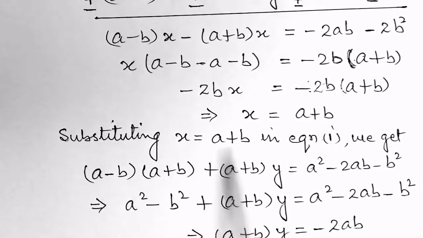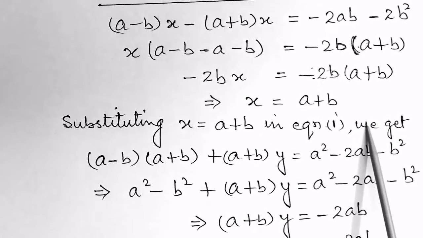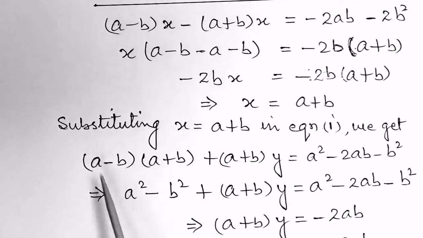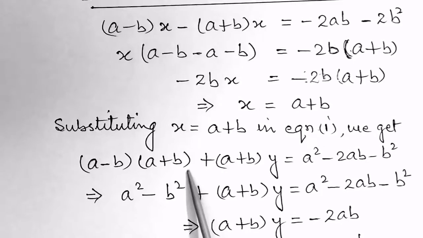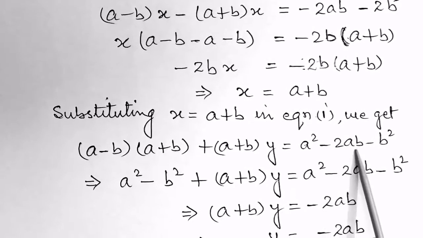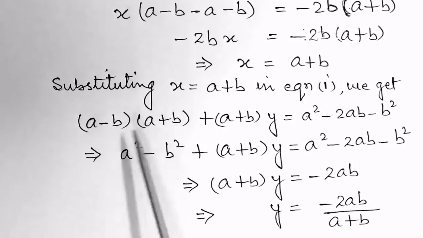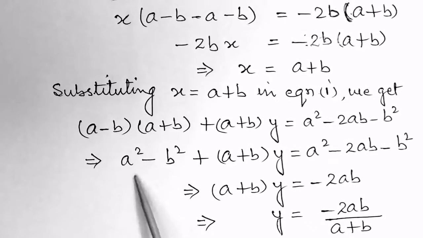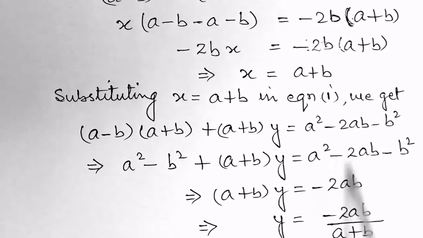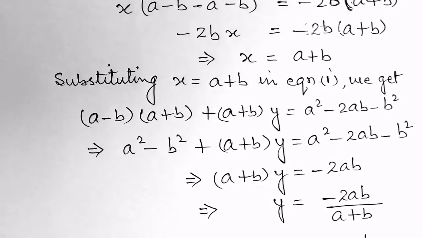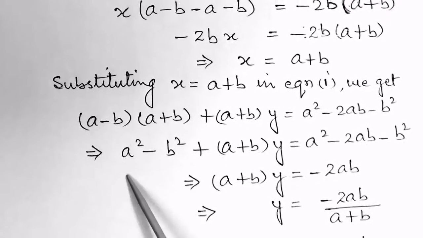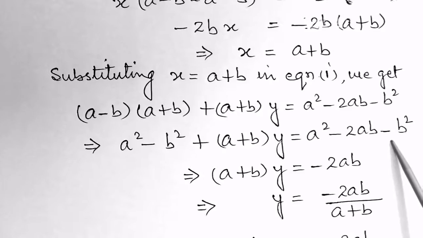Now substitute this value, x is equal to a plus b, in first equation. So we were having (a minus b) into x, so I write (a minus b) into (a plus b) plus (a plus b) into y is equal to this as it is, a square minus 2ab minus b square. (A minus b) into (a plus b) is a square minus b square, plus this as it is and this also as it is. Now see, a square and a square, they will get cancelled. Minus b square and minus b square, they will also get cancelled.